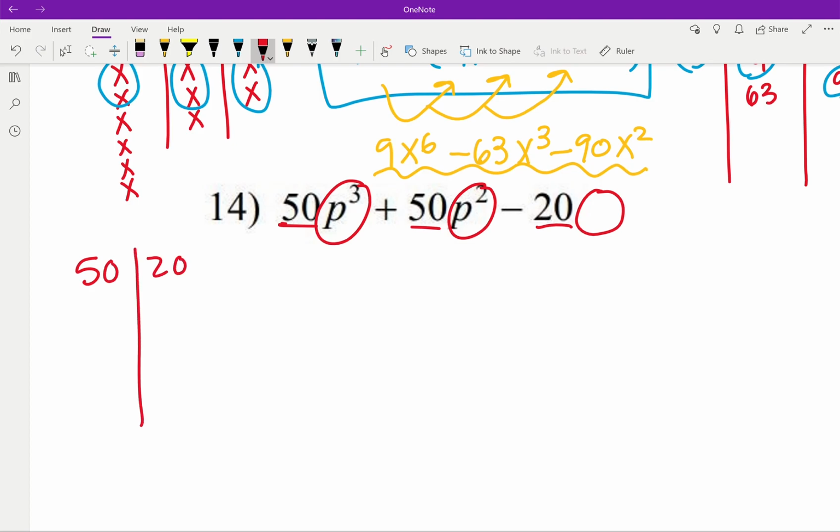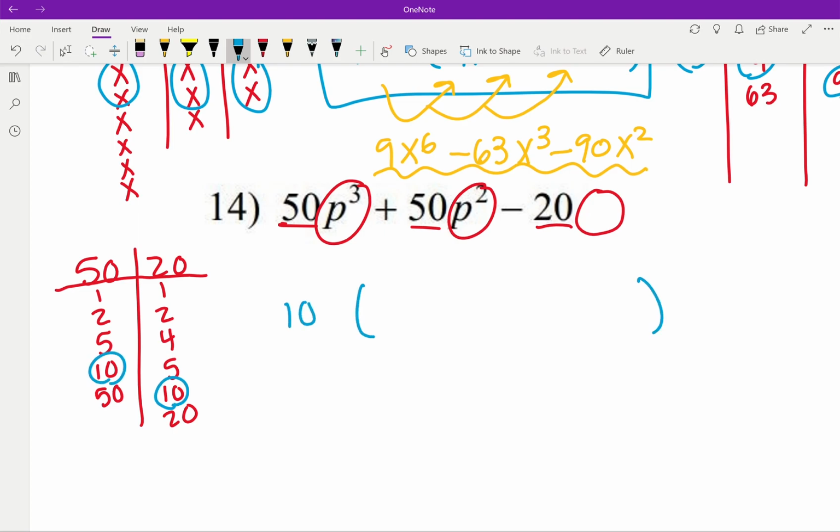All the numbers that can go into 50 are 1, 2, 5, 10, and 50. And all the numbers that can go into 20 are 1, 2, 4, 5, 10, 20. I might be missing numbers in here, but that's okay. We just need to find the biggest number that they both have in common. And they both have a 10 in common. So that means we're going to be taking a 10 out of this expression.